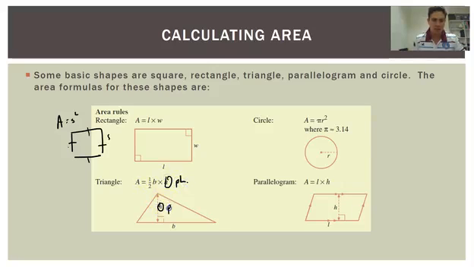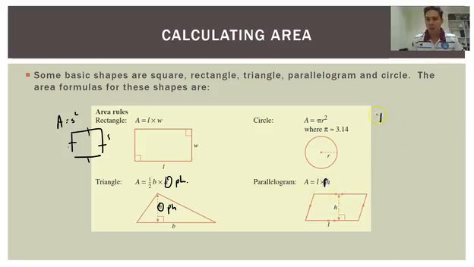Often I'll write this as the perpendicular height, because when we do volume, we're going to have a height of our solid, and we don't want to get confused by the little h and the capital H. Area of a parallelogram is length times the perpendicular height again.